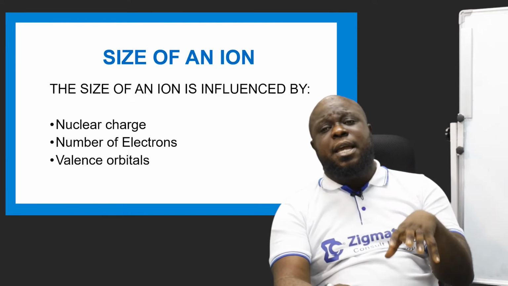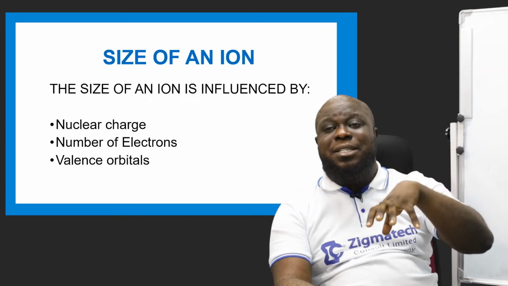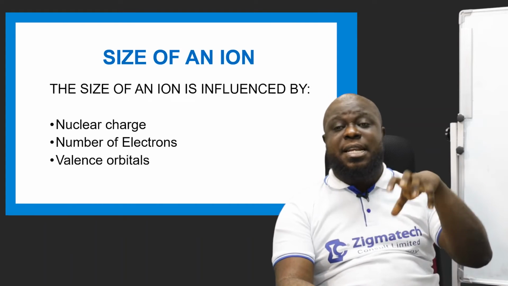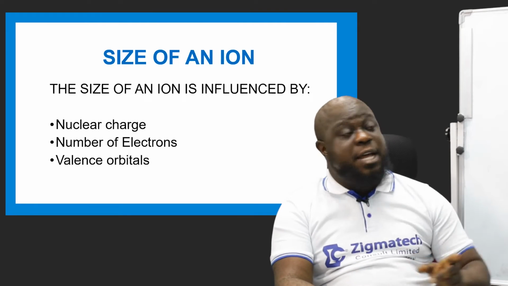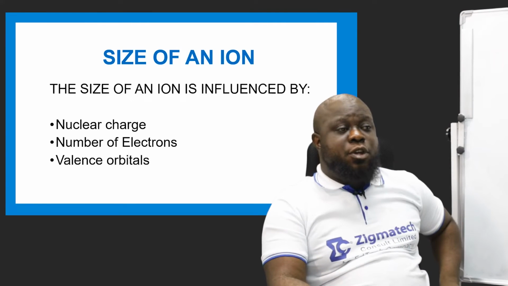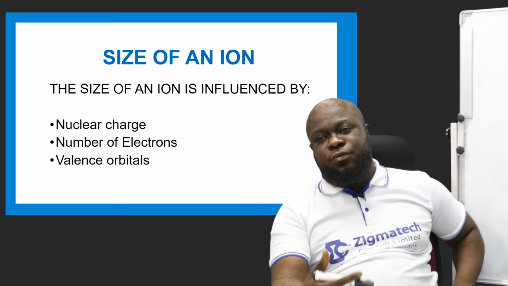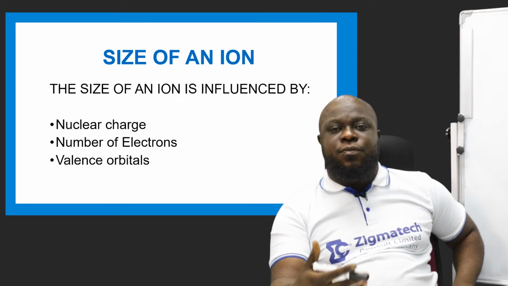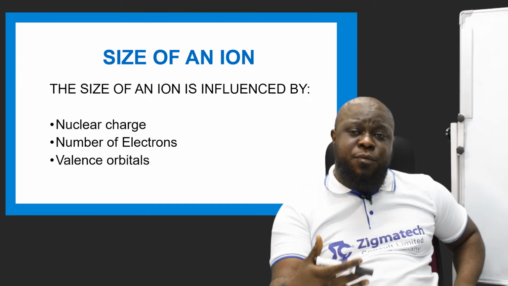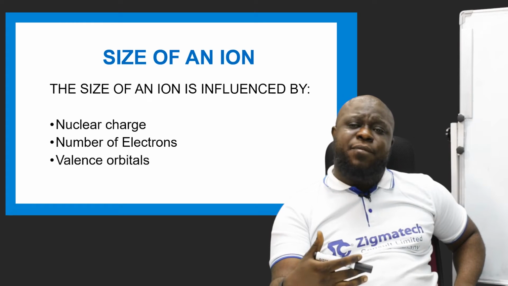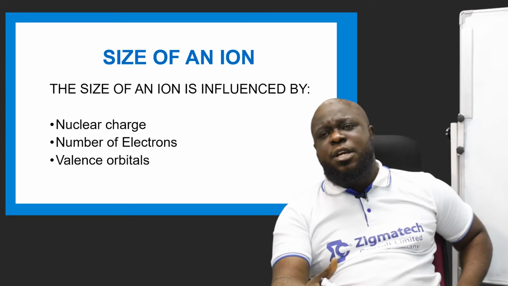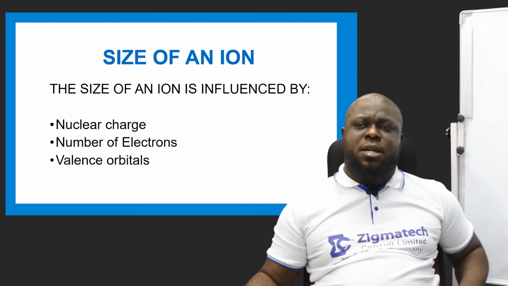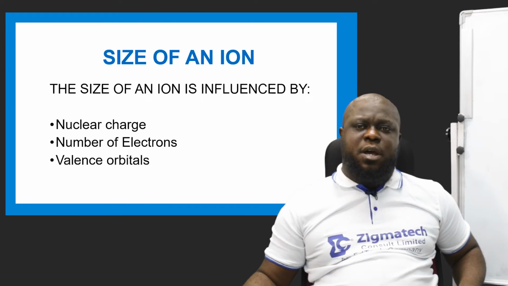So these three things influence the size of an ion: the nuclear charge that comes from an atom, the number of electrons, and the valence orbital. How do they move? Their energy, the energy they have in moving for them to react with the proton to bring a charge, is still influenced by the size of an ion.